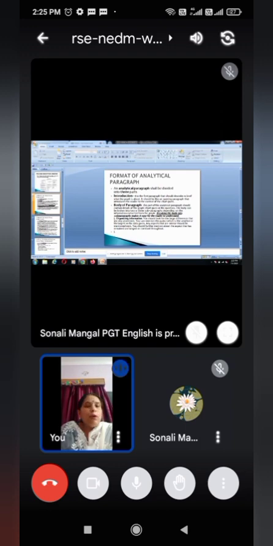What is the format of analytical paragraph? It is having three parts. First is introduction. It is the first paragraph that should describe in brief what the graph is about. It should be like an opening paragraph that introduces to the reader and connects the reader to the context of the chart given.